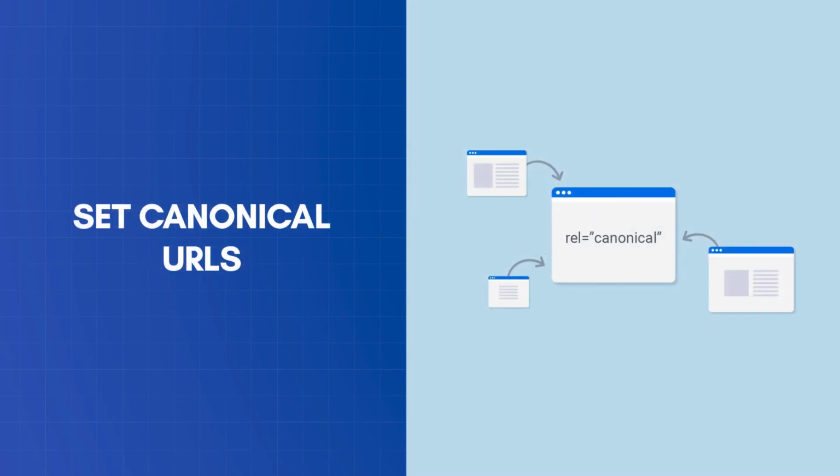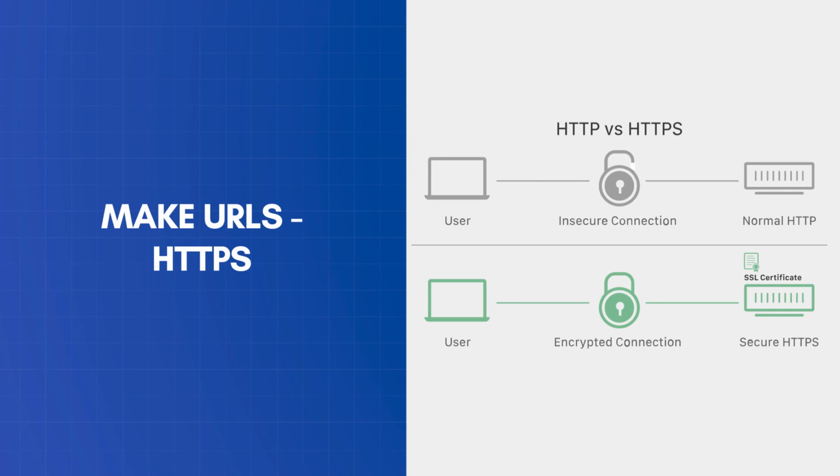You need to set your canonical URLs. A canonical URL tells search engines which is the preferred URL for the particular page. Similar to setting your preferred domain, but extremely important when you have duplicate content on your website and when your content is syndicated on other sites. You need to add an SSL to your website and make your URLs HTTPS. Having secured URLs is a known ranking factor and important for establishing trust with your users.